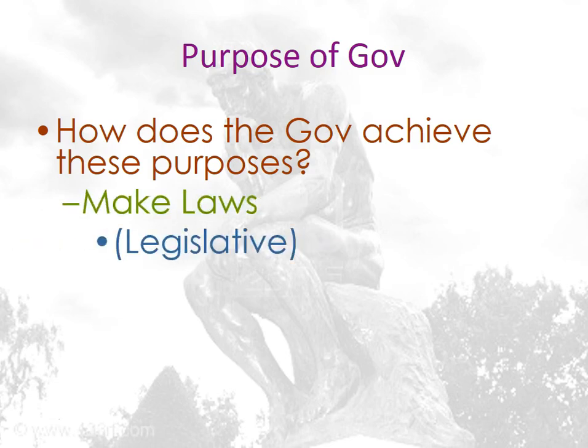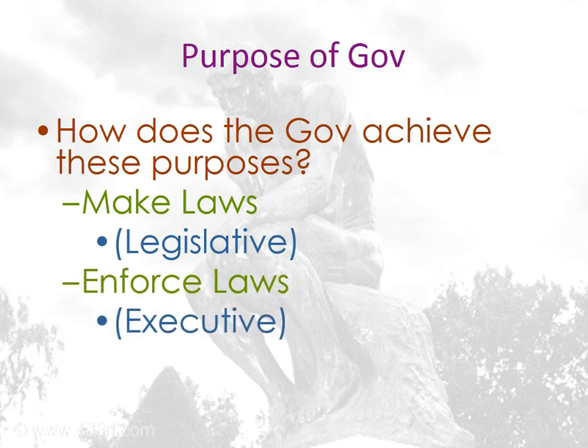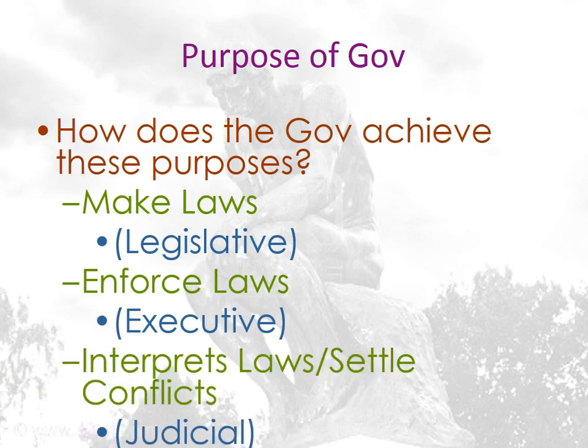Well, the three branches of government make the laws: the legislative branch of government. Then we need somebody to enforce the laws. That's usually known as the executive branch. And then we need somebody to interpret the laws. That's usually known as the judicial branch. So if we talk about the three branches of government, the legislative makes the laws, the executive enforces the laws, and the judicial branch interprets the laws or settles conflicts if we have any disagreements.